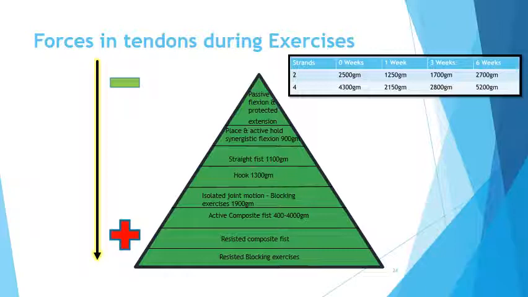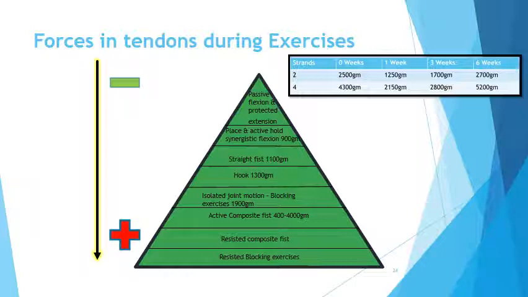Place an active hold synergistic flexion is 900 grams of force on the tendon. You can see how it progressively, with what we are doing now, like a straight fist, places more force on the tendon. So straight fist is 1,100 grams on the tendon. So if you do this, a straight fist with a 2-strand repair, at 1 week, you are close to the limit of that tendon, and that's not advised.